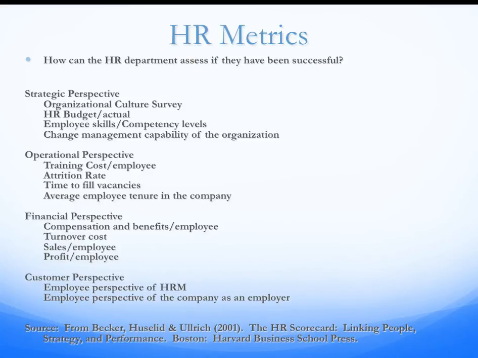Our next slide, slide 6, talks about different kinds of metrics. HR can assess 4 different general areas. They can have an impact on strategy or the strategic perspective, on operations, on the financials, as well as customer perspectives. And so each one of those categories looks at different things. For example, on the financial side, we want to make sure that our compensation and benefits per employee are reasonable and competitive, but we're not paying above what we're capable of paying.